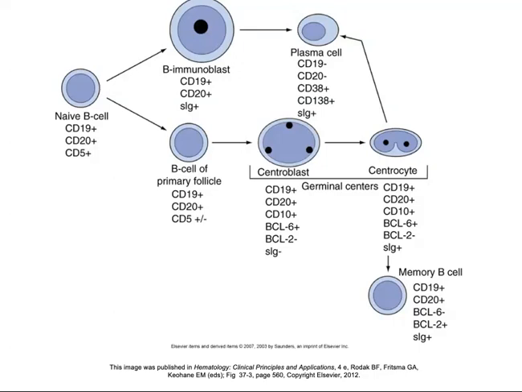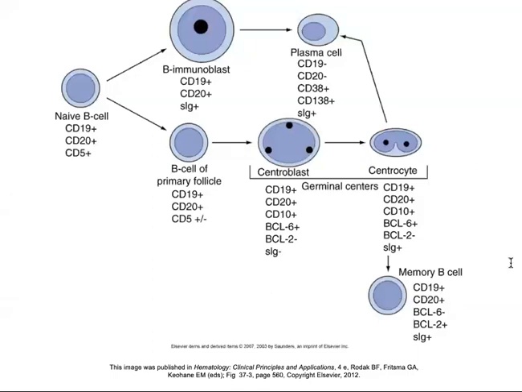And what they do is they express B cell markers on them. So they express CD19, CD20, and CD5. So CD19, 20, CD5. CD5 is kind of interesting, so just put a little star next to it, okay? But 19 and 20 is very, very common to have for a B cell.